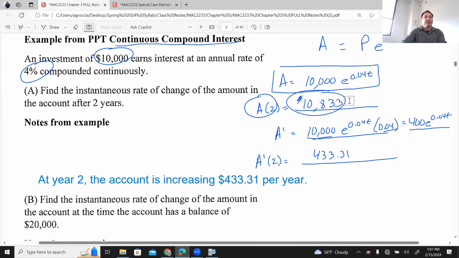You have $10,833. What is this number telling you? How much more next year? That's an estimate for how much more, how it's increasing per year. Okay. And that is a good place to stop.